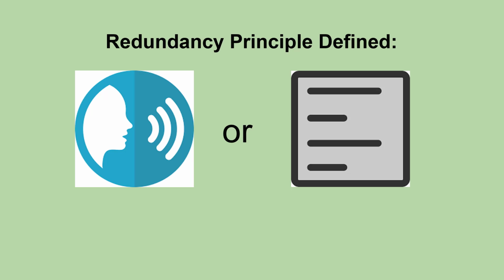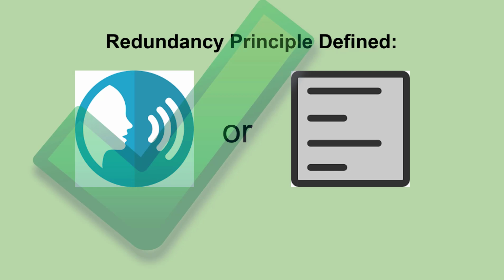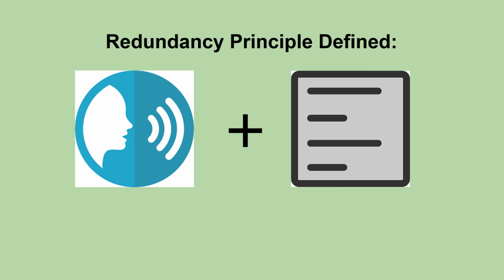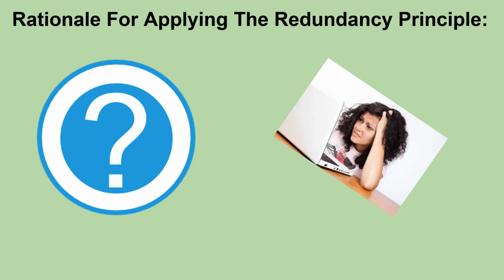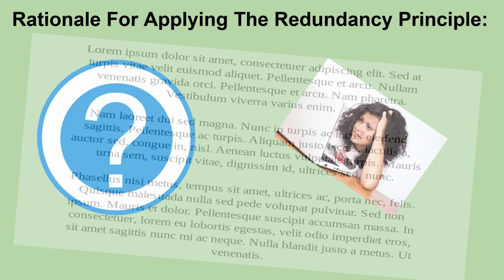The redundancy principle states that when designing multimedia instruction, visuals should be explained with words in audio or text, but not both. Generally, do not add printed text to a narrated graphic. If on-screen text is presented at the same time as on-screen graphics and narration, learners might pay so much attention to the printed words that they pay less attention to the accompanying graphics.